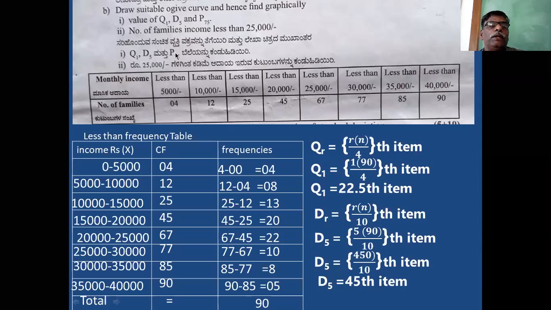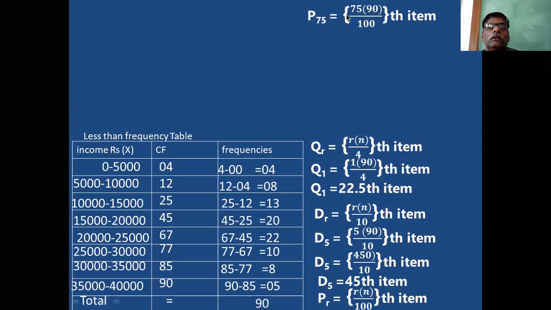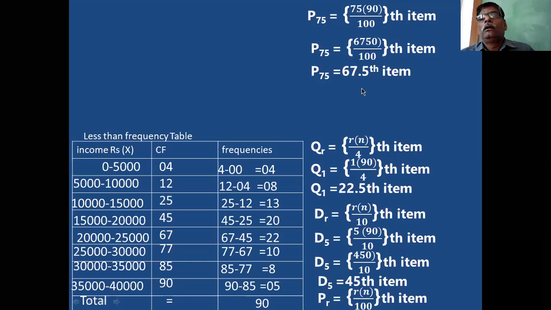Next I will calculate the percentile, that is P75. Pr is equal to r into N divided by 100, the item. P75 is equal to 75 into 90 divided by 100, is equal to 6,750 divided by 100. Therefore, P75 is the 67.5th item.